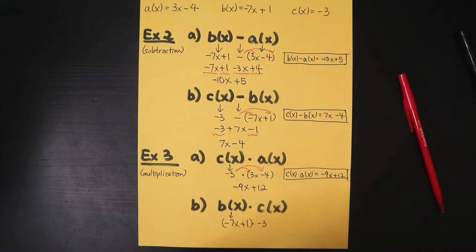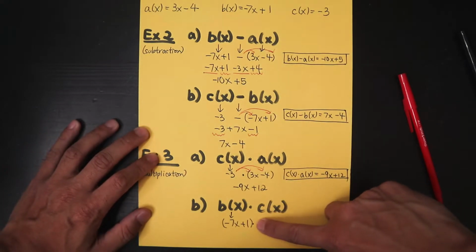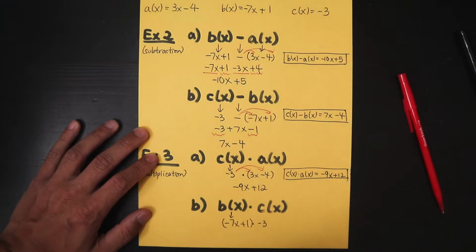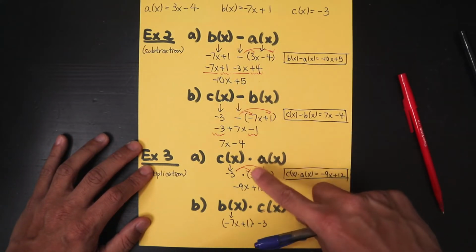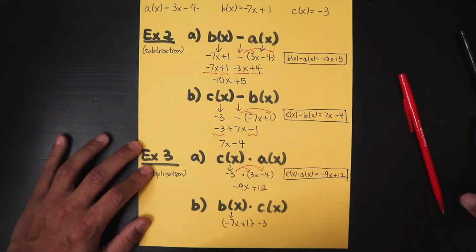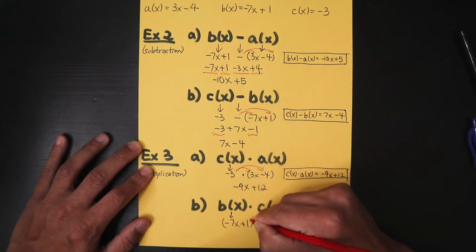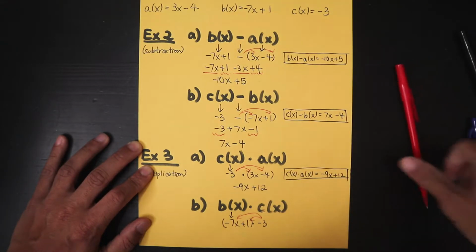Well, you're always going to put parentheses around the function that has more than one term, as always. So you notice that every time we have a function that has more than one term, we put parentheses around it. That way we can remind ourselves we're going to use the distributive property. This time is like going backwards.